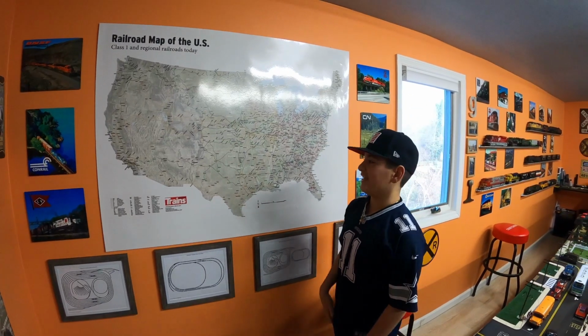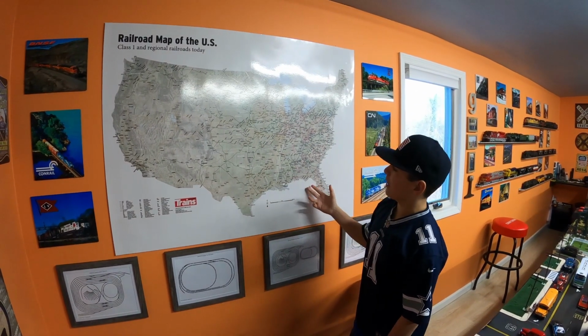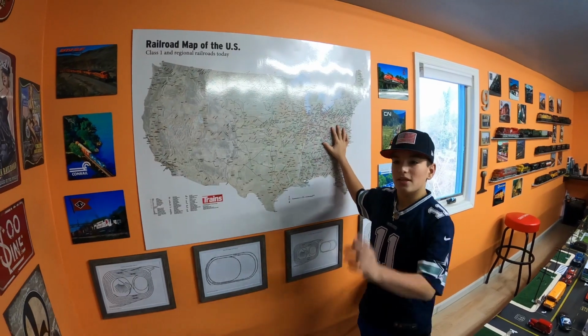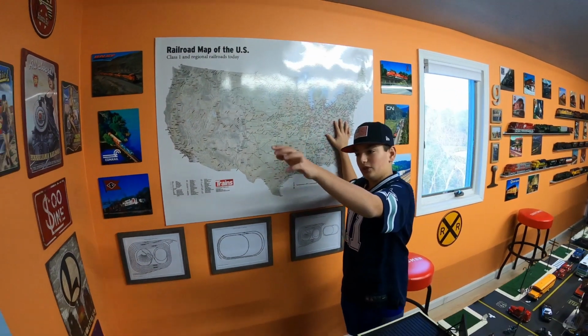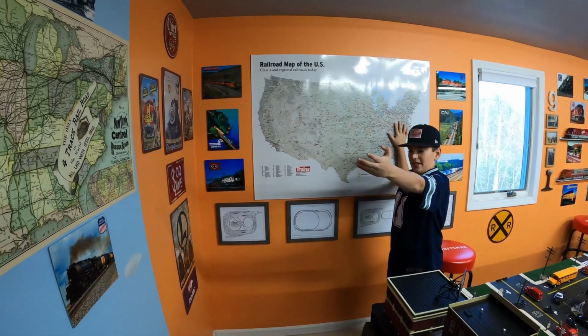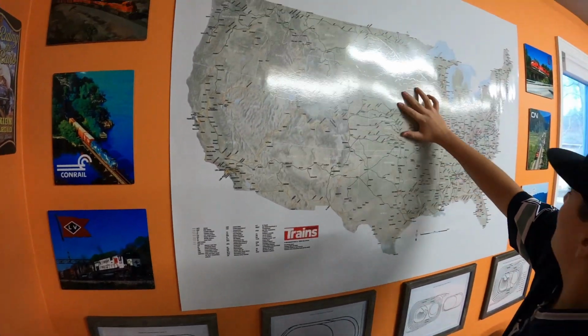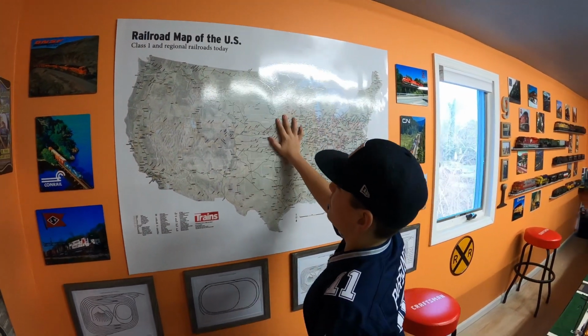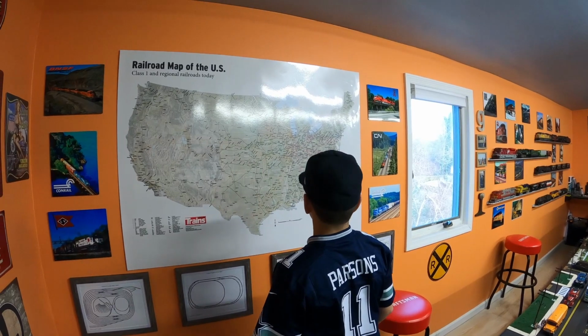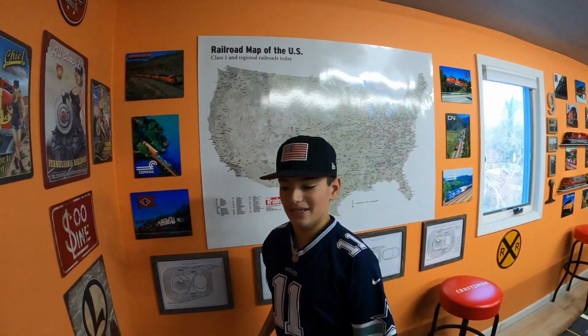So as we can see, this map is current, showing modern day railroads, compared to that one, which is old, 1876. That's why some states are not even on there. And all the modern day railroads are shown in the modern day US.